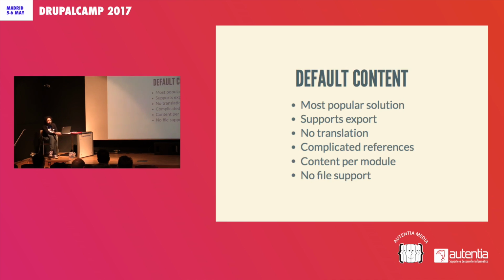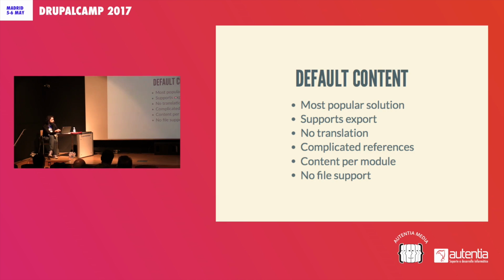Then there is a more popular module than Migrate Default Content. It's called just Default Content. It's what people are using currently. It uses JSON, but it has problems with exporting files. I think by leveraging Migrate like we do, we really made a very simple module that is very close to this module.